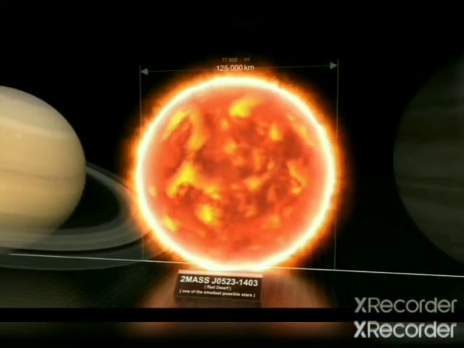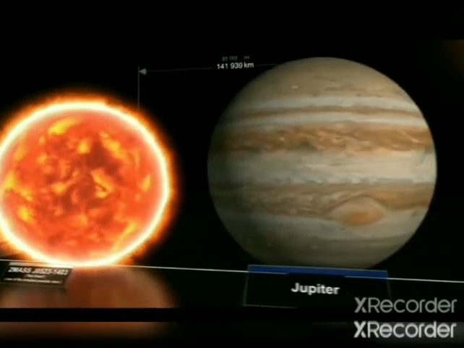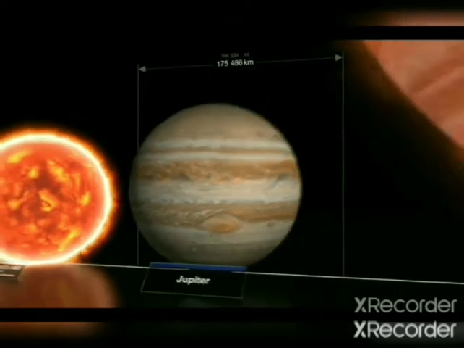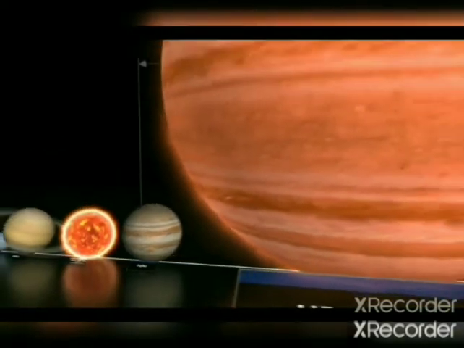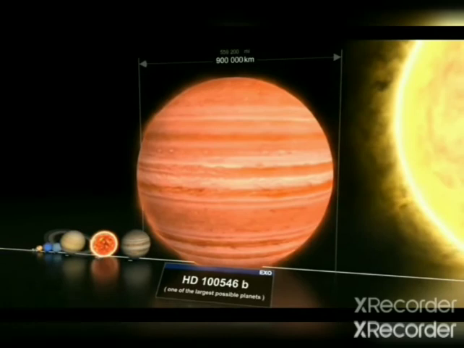Then the thing bigger than Saturn is a red dwarf, one of the smallest possible stars around the universe, whose diameter comes out to be 1,25,000 km. Then the planet bigger than that dwarf star is Jupiter, whose diameter is around 1,50,000 km. Then the largest planet which is possible in our universe has a diameter of 9 lakh km.